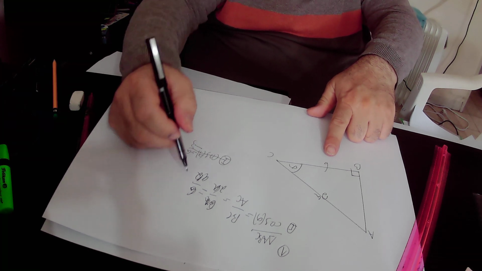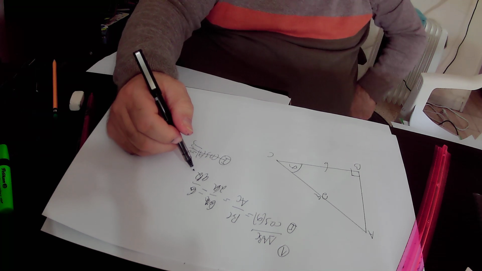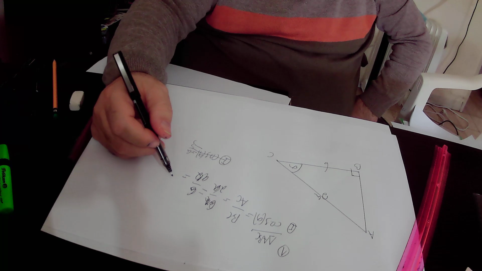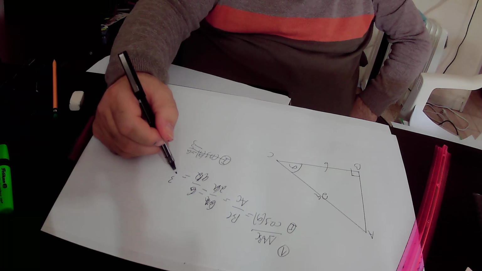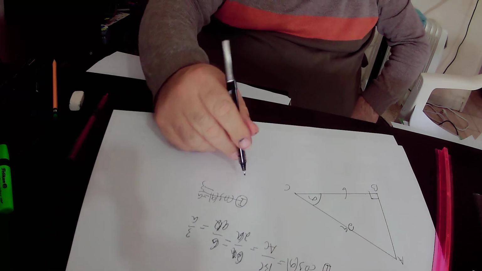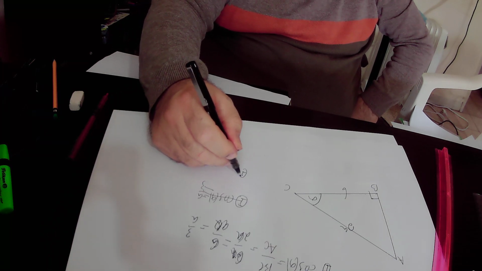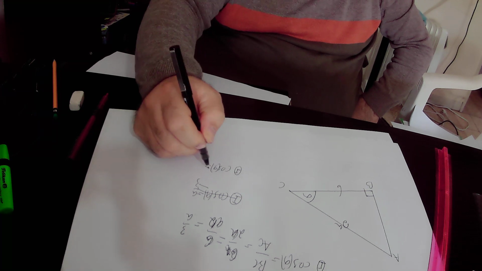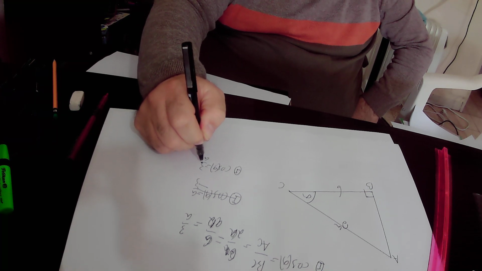So we divide the numerator and the denominator of this side of equation number 1 by 2, and we get that 6 over 2 is 3 and 2A over 2 is A. So in conclusion, we found out that cosine alpha, according to equation number 1, equals 3 over A.